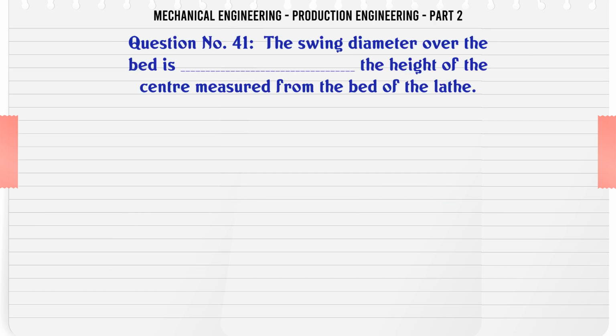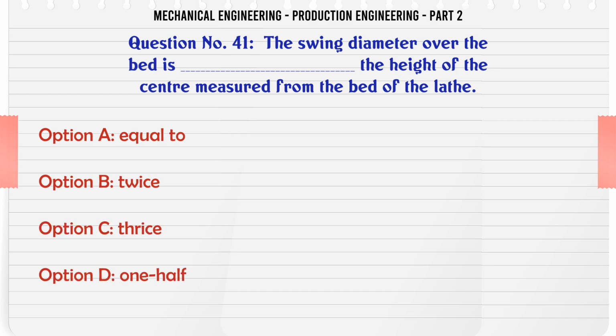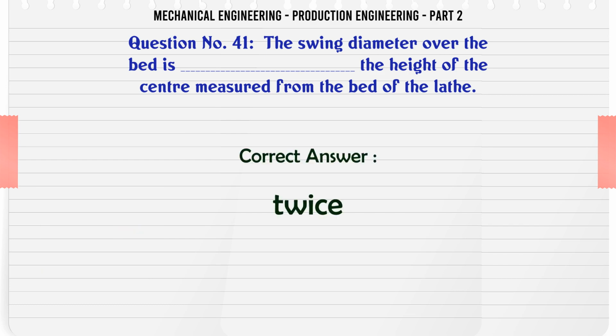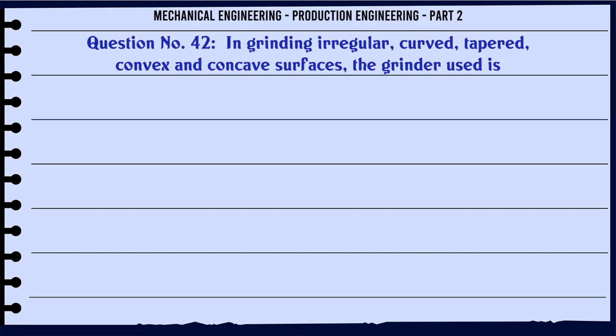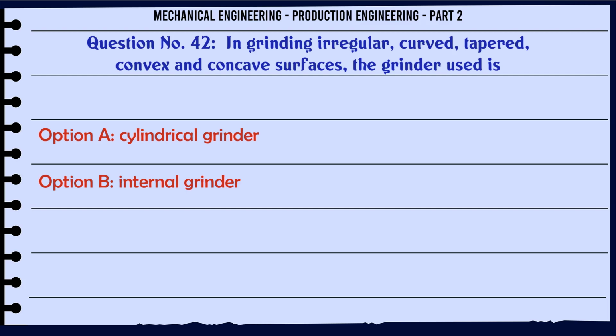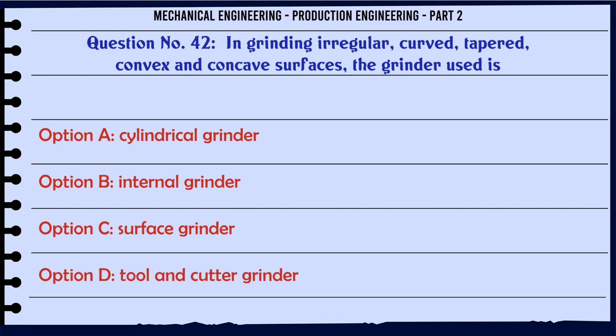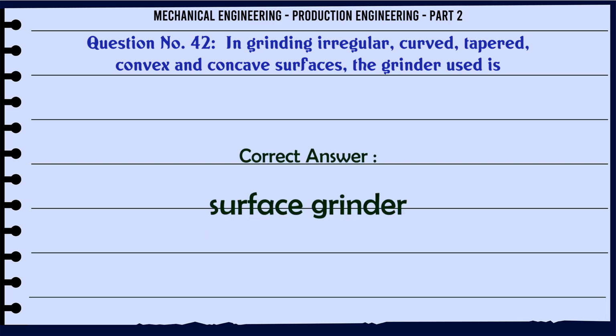The swing diameter over the bed is the height of the center measured from the bed of the lathe. A. Equal to, B. Twice, C. Thrice, D. 1/2. The correct answer is twice. In grinding irregular curved tapered convex and concave surfaces, the grinder used is A. Cylindrical grinder, B. Internal grinder, C. Surface grinder, D. Tool and cutter grinder. The correct answer is surface grinder.